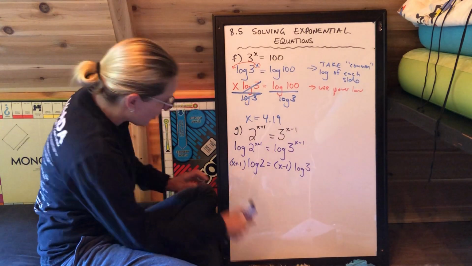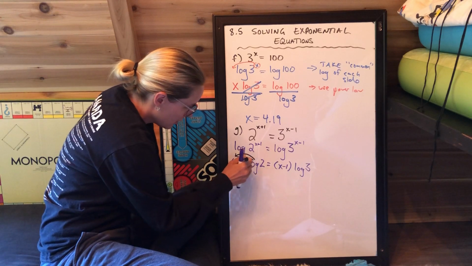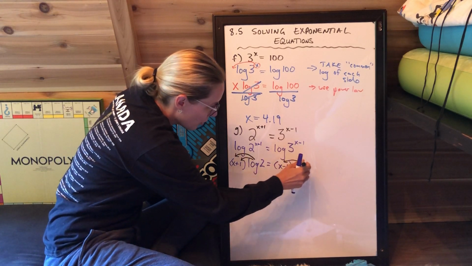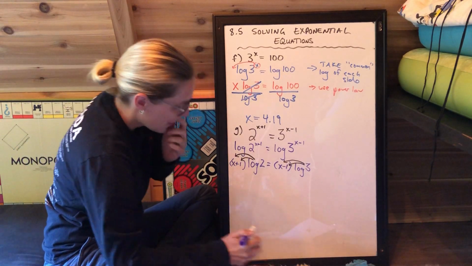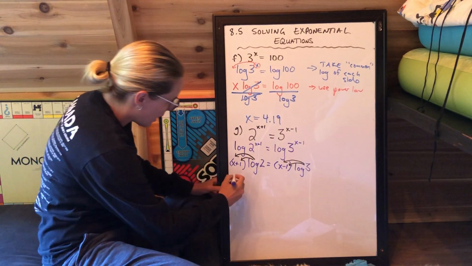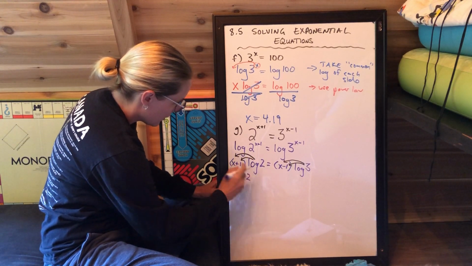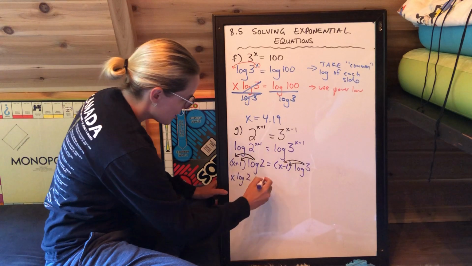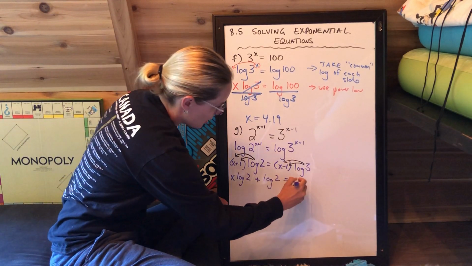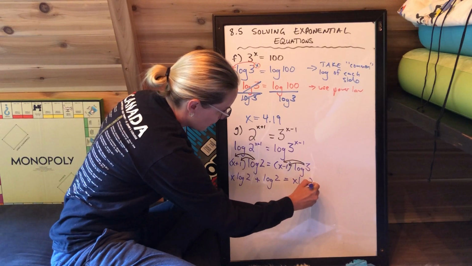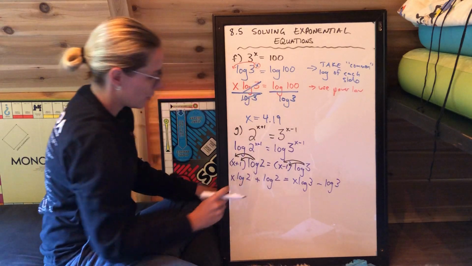So if it was any other situation where we had a number, we would back distribute, right? We would multiply this into both of these values. That will allow us to get our x's together, get our numbers together. So if I back distribute, I get x times log 2, and then I get plus 1 times log 2, which is just log 2. Over here, I get x times log 3 minus 1 times log 3, which is just log 3.